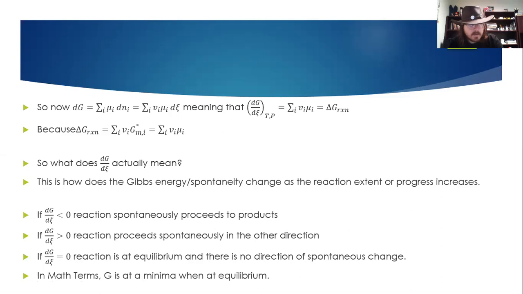If Gibbs is going more positive as it continues, this is a non-spontaneous system. And so this is actually going to go spontaneous in the other direction. And of course, if Gibbs is not changing as the reaction is proceeding, then the reaction is at equilibrium. There is no direction that results in spontaneous change. In math terms, if G is at a minimum, we're at equilibrium.